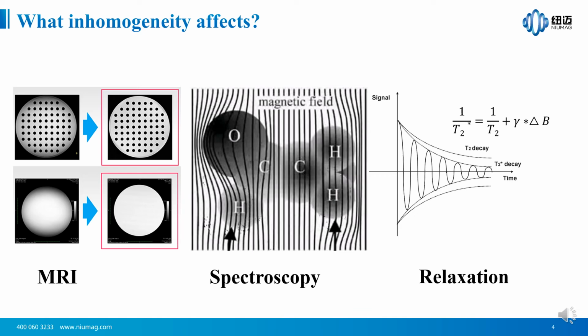That is, the signal we measure is a theoretical one plus the effect of the magnetic field inhomogeneity. From the expression, we can see that T2 star is less than T2. In our demonstration experiment, shimming is also carried out by observing the speed of the signal attenuation.